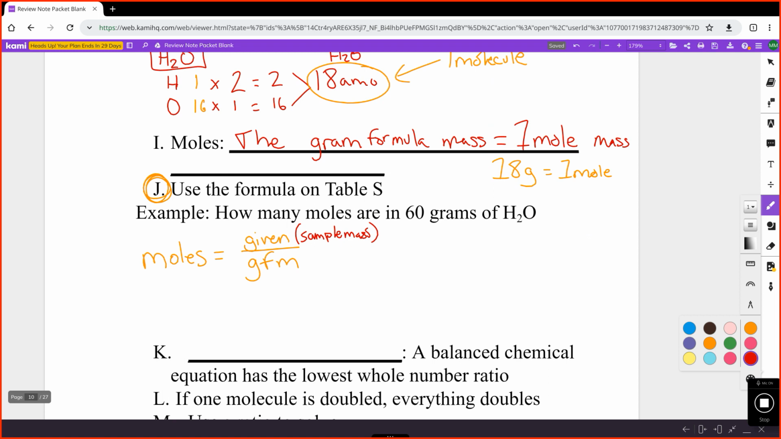So in order for you to solve for moles of anything, you have to know the gram formula mass. And you're always going to know the gram formula mass because you will always be given the molecule that you are dealing with. So for this question, we want to find the number of moles. Well, that's going to be equal to 60 over 18. And 60 over 18, excuse me, is going to come out to 3.33333 repeating moles.